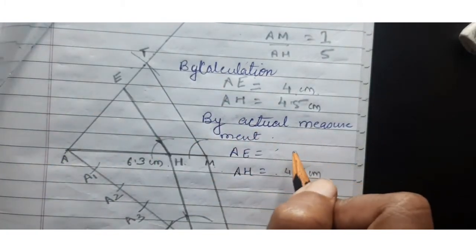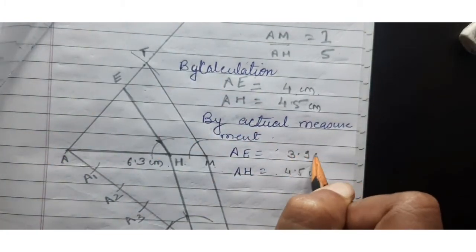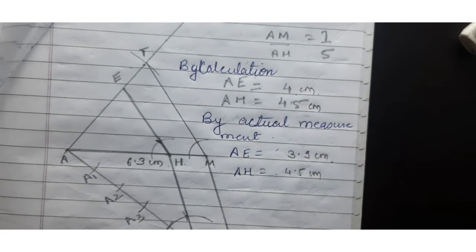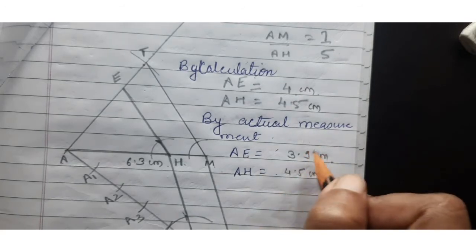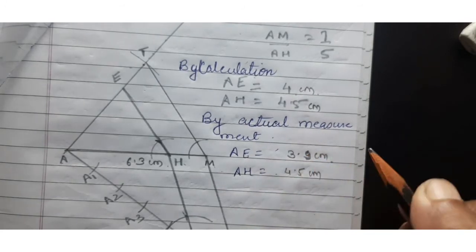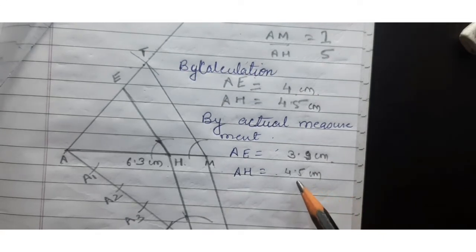So AE is coming as equal to 3.9. So it is an approximate value. Okay, 3.9 approximate value you are getting. Fine. So whatever construction we have done is correct.